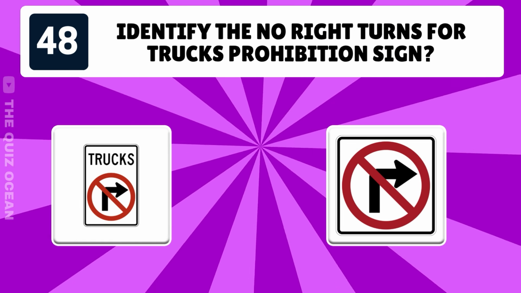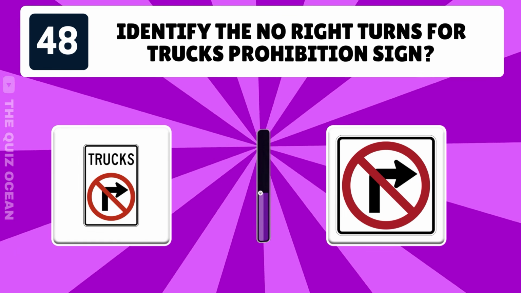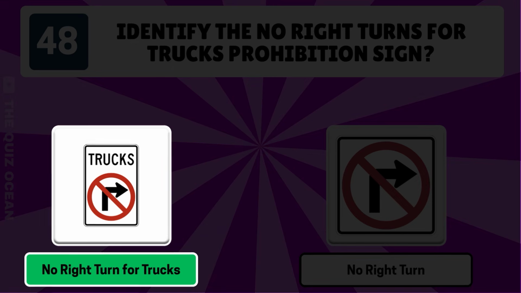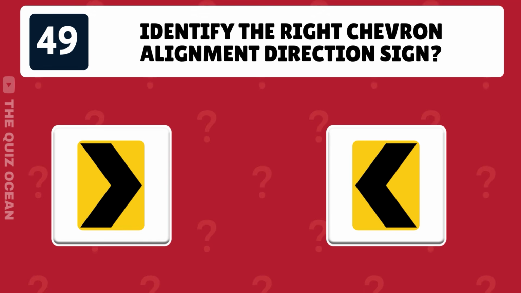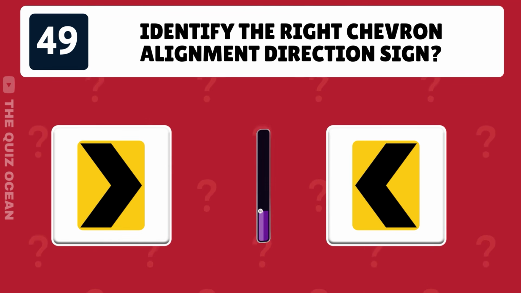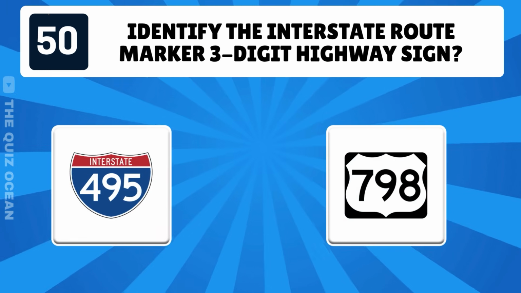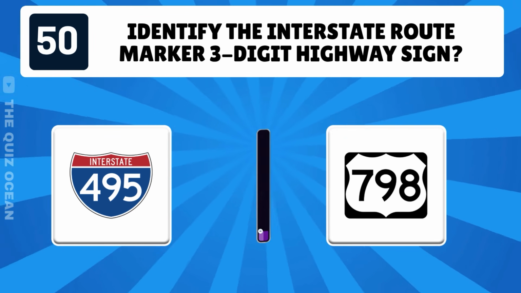Identify the no right turns for trucks prohibition sign. Identify the right chevron alignment direction sign. Identify the interstate route marker 3-digit highway sign.